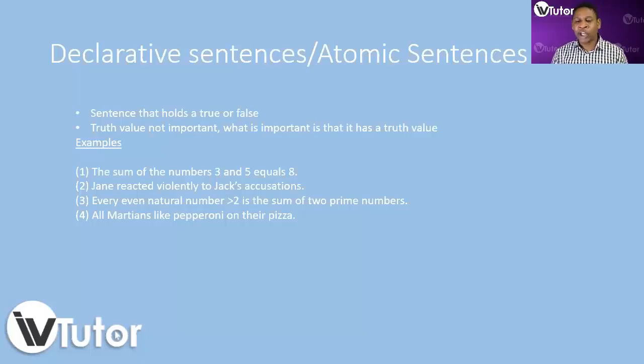Right. Jane reacted violently to Jake's accusation. Either that happened or that didn't happen. Right? Every even natural number greater than 2 is the sum of two prime numbers.